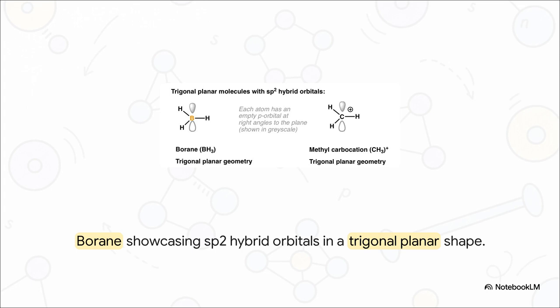But check out that faded shape sitting straight up and down. Because we only use two of the three available p orbitals, there's one empty, unhybridized p orbital just sitting there. It rests at a perfect 90-degree right angle to the flat plane of the molecule. This empty orbital is super reactive and is a really crucial feature of molecules like borane and the methyl carbocation.